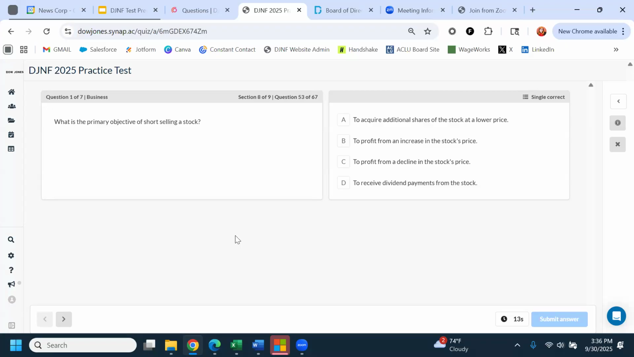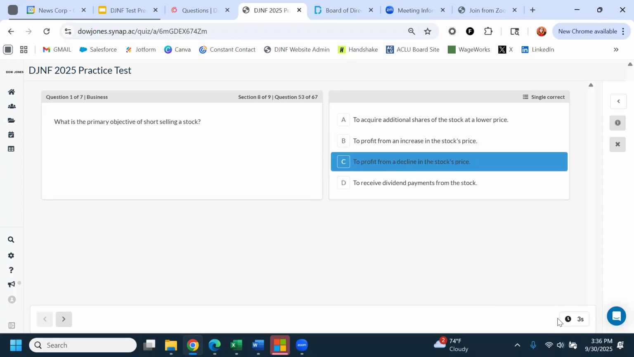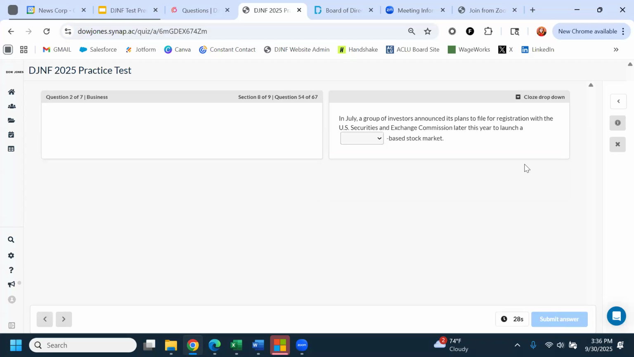Oh wait, I didn't read. Is it D? It is to profit from a decline in stock's price. Oh, sorry, you need to see that. Texas. Texas is correct. Yes.